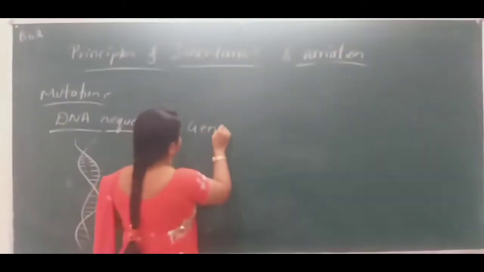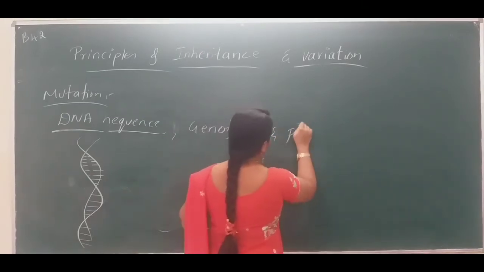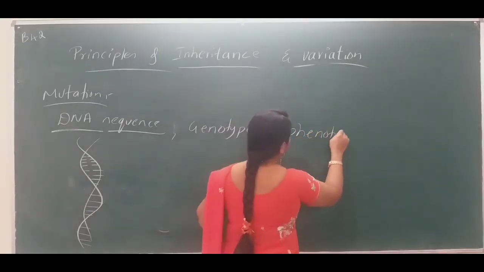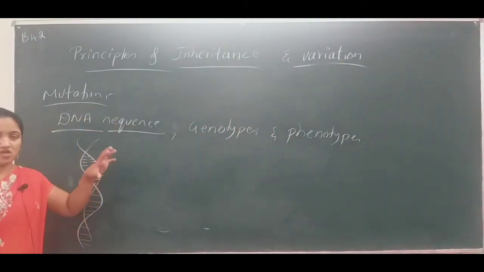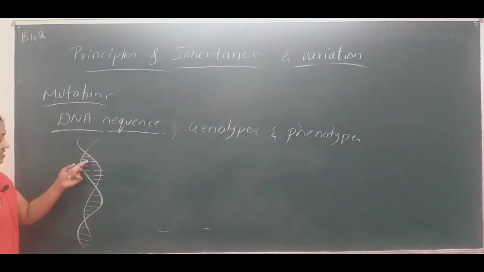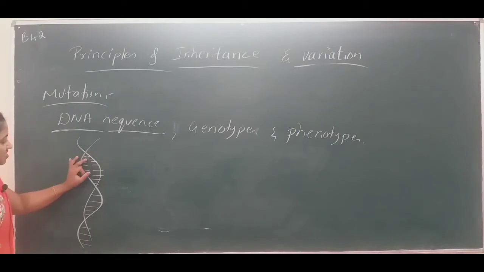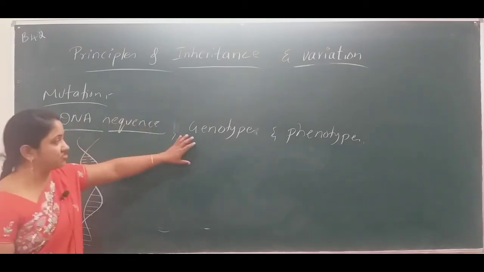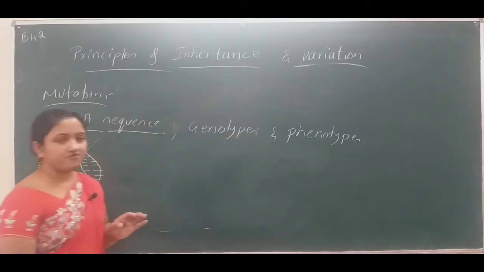that results in changes in genotype and phenotype in an organism. If an organism has undergone some changes in its DNA sequences, those DNA sequences result in the change or alteration in its genotype and phenotype.